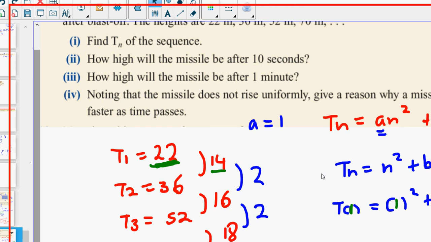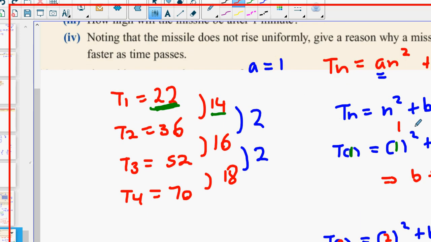Ready? What's 1 squared? 1 squared is 1. So B plus C. Everybody see B times 1, B, C. Bring the 1 over the other side. Take it away from the 22. B plus C equals 21. Everybody okay with that? Next thing. That's the T1 formula. We derived that from T1.